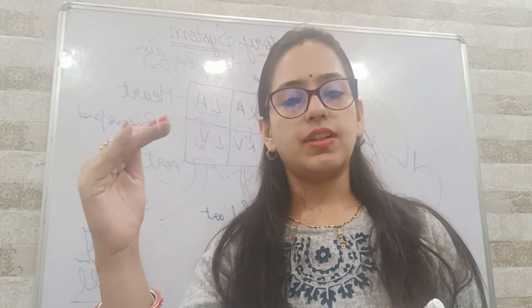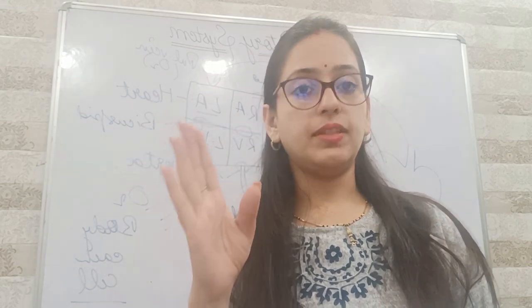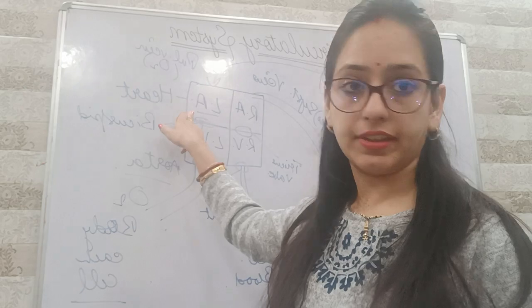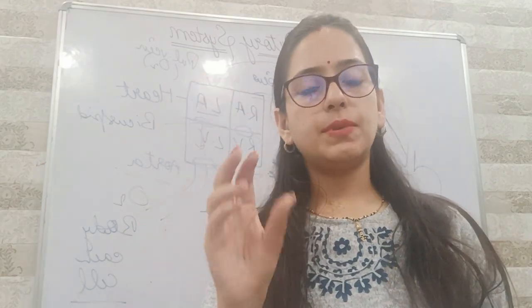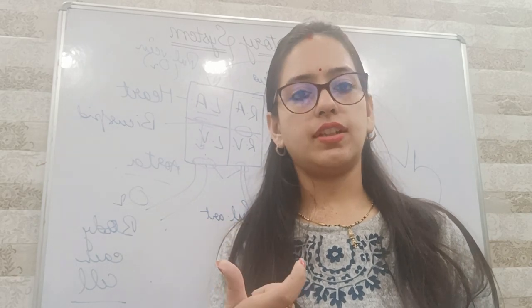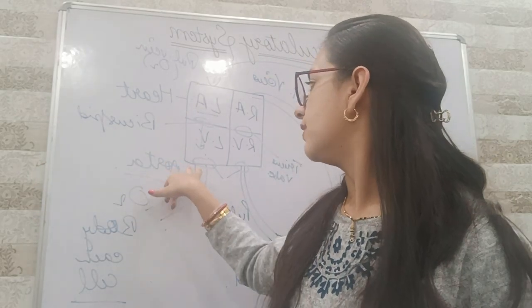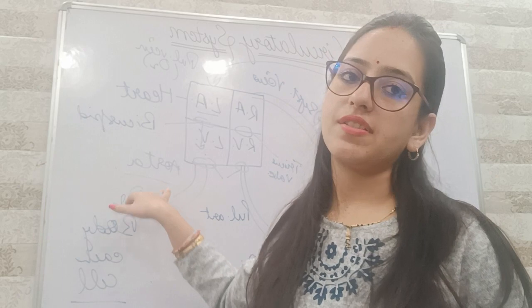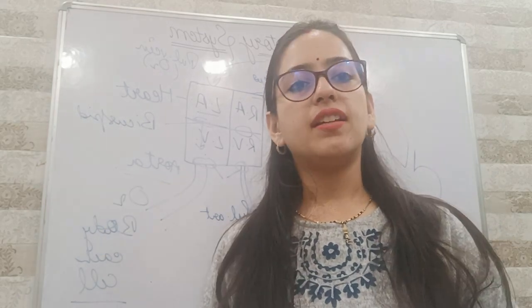Then from the left atrium, the bicuspid valve opens and the blood transfers to the left ventricle, and then from there it goes to the aorta, and the aorta transfers it to the body. So here we complete it.